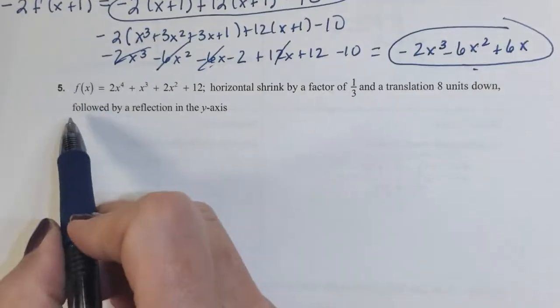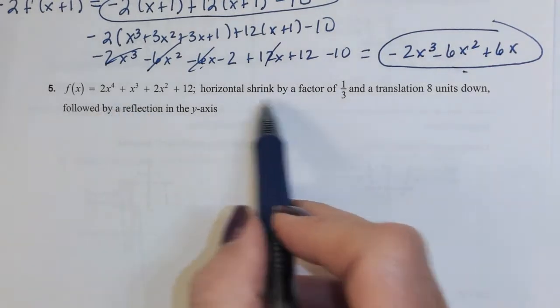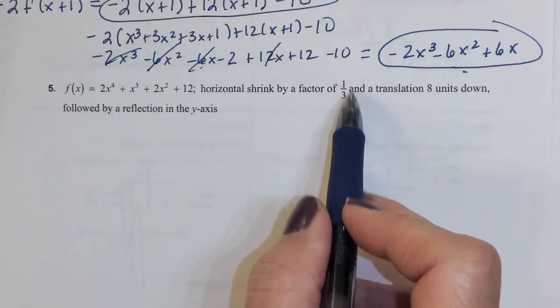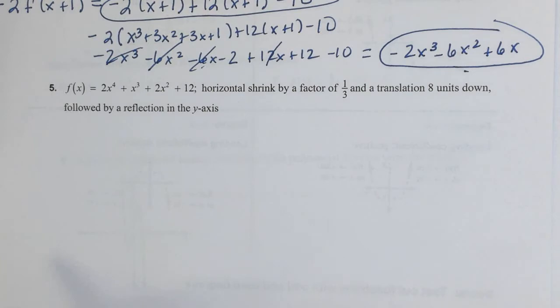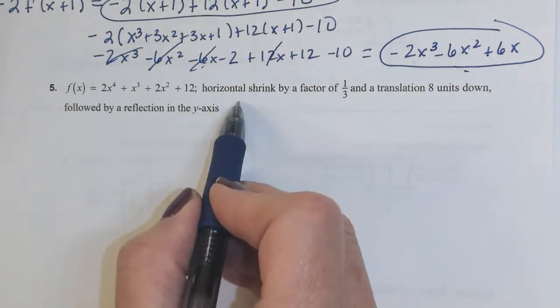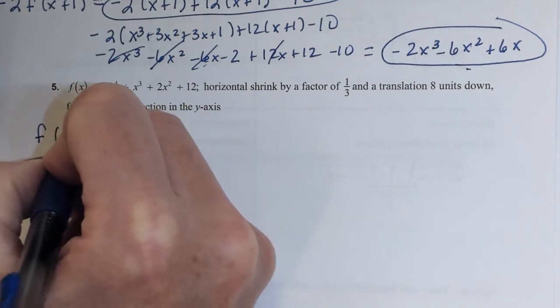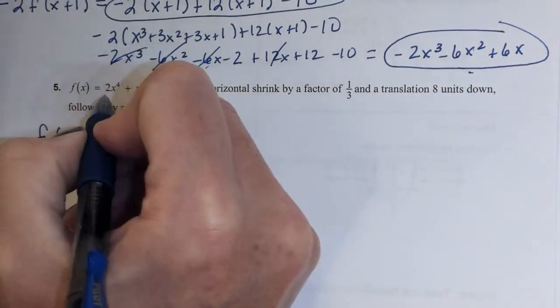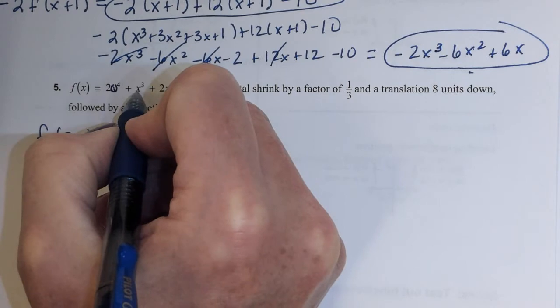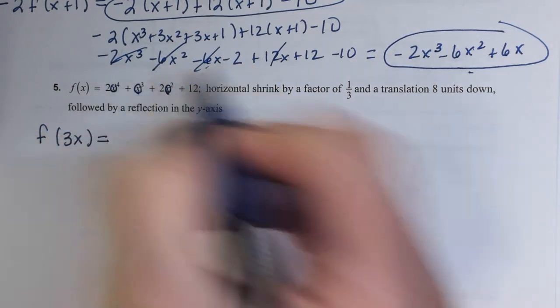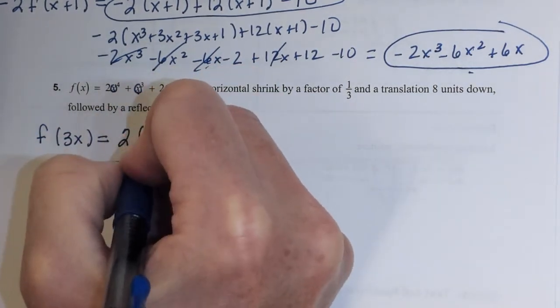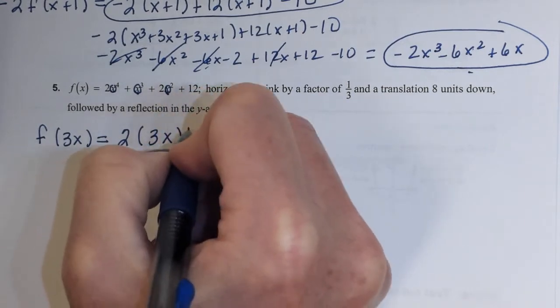All right, number 5. First, we want to do a horizontal shrink by a factor of 1/3. What does that mean we do? It's horizontal, it's going to be the opposite. That means wherever I have an x, I have to replace the x with 3x. So here's the x, here's an x, everywhere there's an x, I'm going to have to replace those x's in parentheses with a 3x.